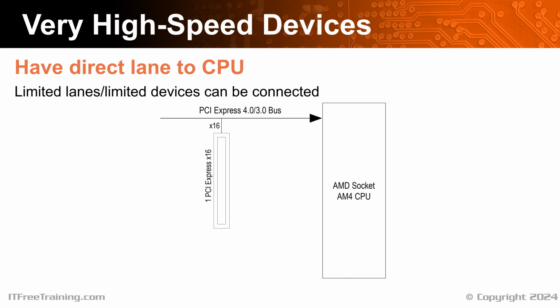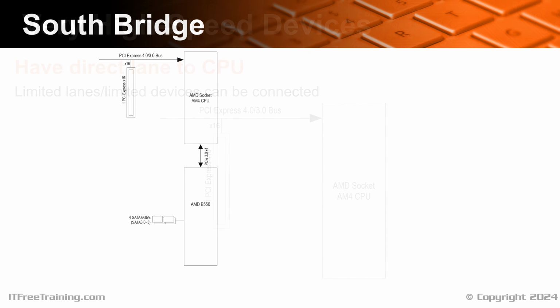Therefore, CPUs with more pins generally have more lanes. The next question is, if there are limited lanes, how do other devices connect to the CPU? When a direct lane can't be dedicated from the CPU to a device, the south bridge is used to connect to these devices. In order for the south bridge to connect to the CPU, some lanes are required.